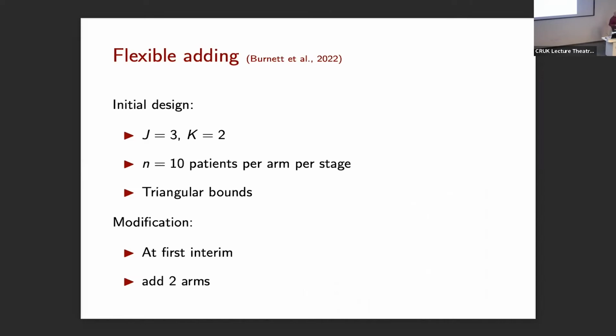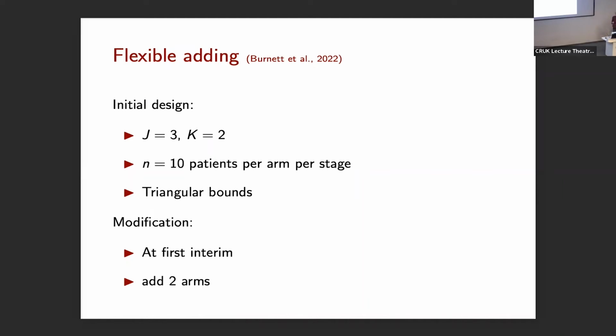So here is my toy example. I had an initial design where I have planned to look at my data 3 times. I have 2 active treatments and a control group. And I'm going to plan to recruit 10 patients per arm per stage. So every stage I'm going to recruit 30 patients and make a decision about whether or not I'll stop or I'll continue.